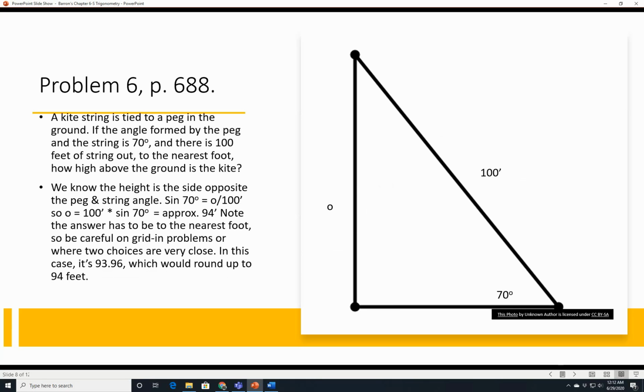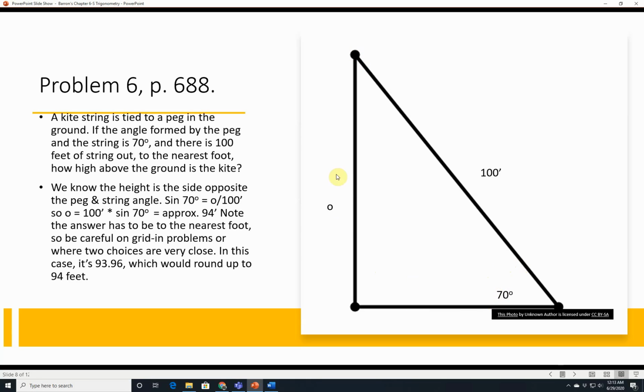Problem 6. A kite string is tied to a peg in the ground. Again, just assume this is perfectly flat ground, so this is going to form a nice right triangle. Here's the kite, and directly below it is a nice vertical line. We can tell this is going to be a right triangle. If the angle formed by the peg and the string is 70 degrees and there are 100 feet of string out, to the nearest foot, how high above the ground is the kite?